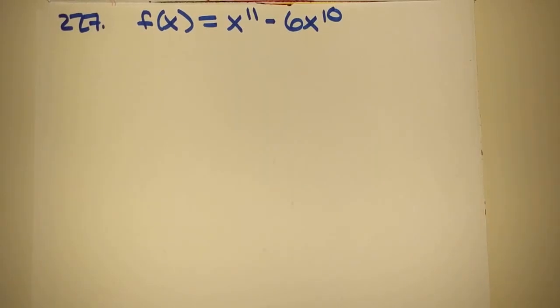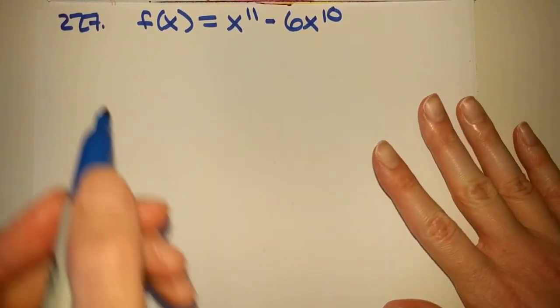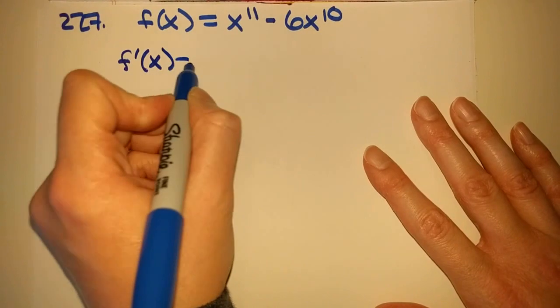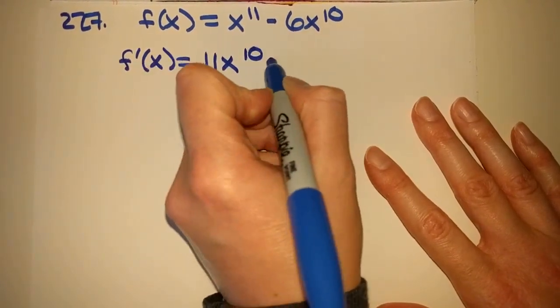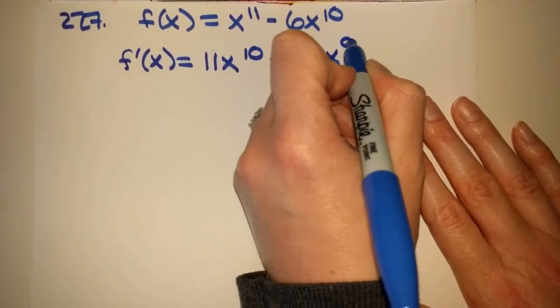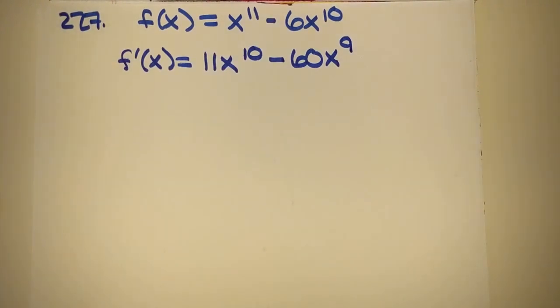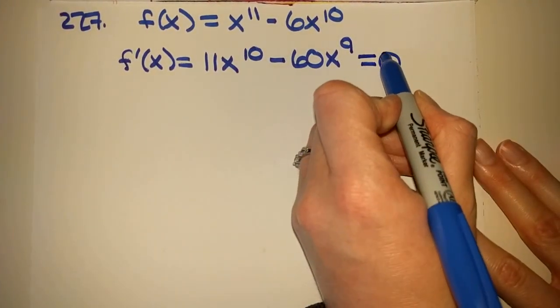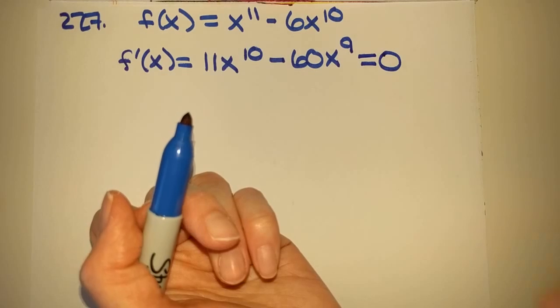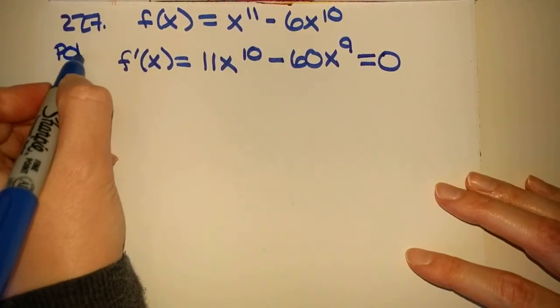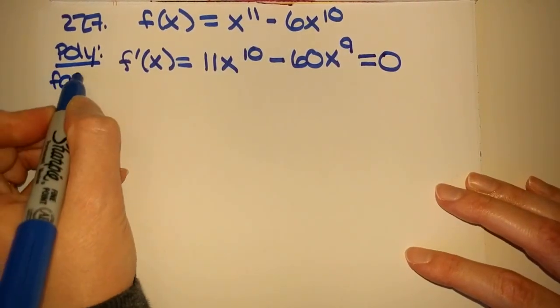So to answer the question of where it's increasing and decreasing, we're going to take our first derivative and we get 11x to the 10th minus 60x to the 9th. And again, this is a polynomial equation, so setting it equal to 0 is going to be a question of factoring. So we have to notice that it's a polynomial, and because it's a polynomial, we're going to want to try to factor.